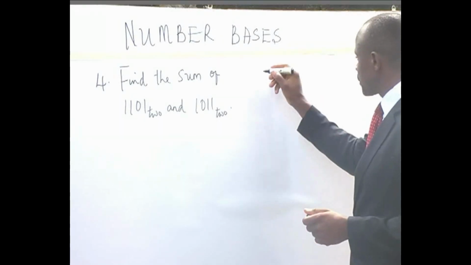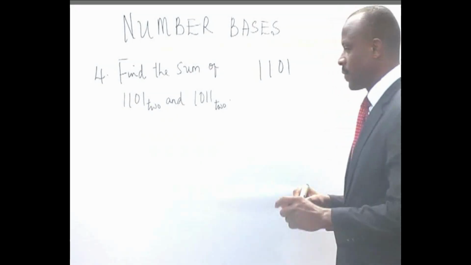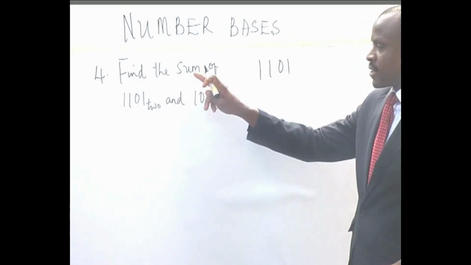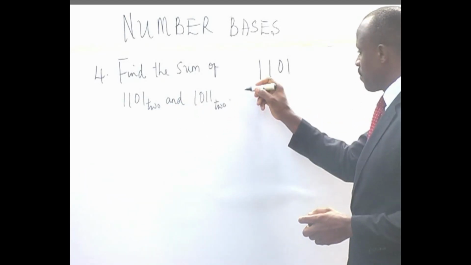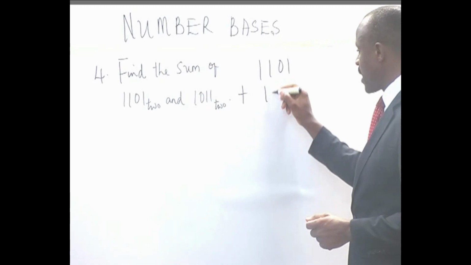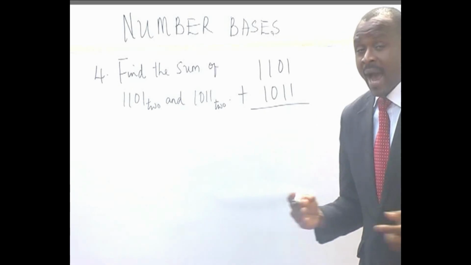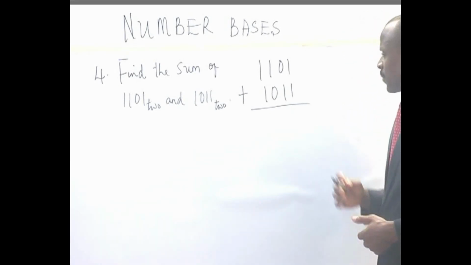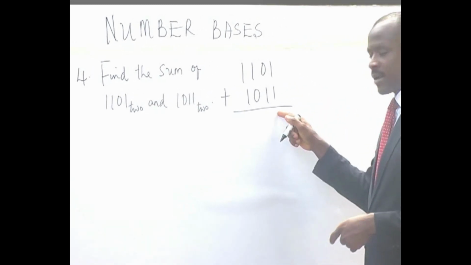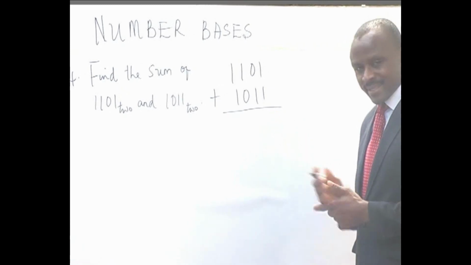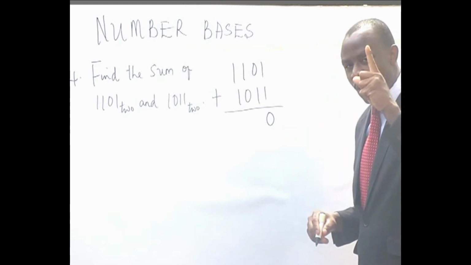So we have 1 1 0 1. I copied this. The second one we're going to add, I hope you know that the sum of two numbers means add the two numbers together. Plus 1 0 1 1. Draw your line just like when you are adding numbers in base 10. 1 plus 1 is 2. You will not write the 2 here. What you are going to write is 0 and carry 1.